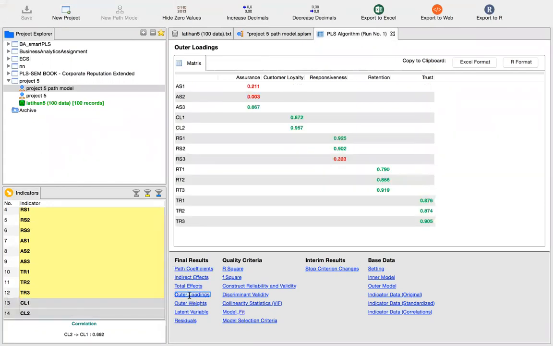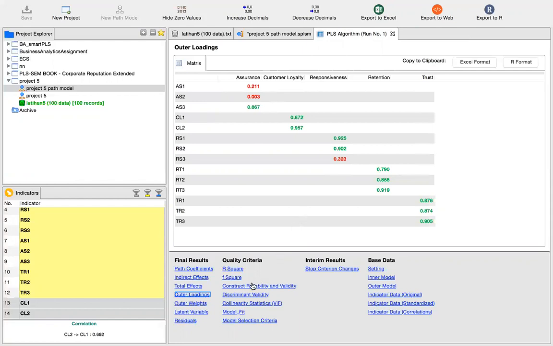In our outer loadings, all the values must be above or higher than 0.7. So the red ones are below 0.7. Therefore, they must be deleted. But before that, we have to check our AVE.